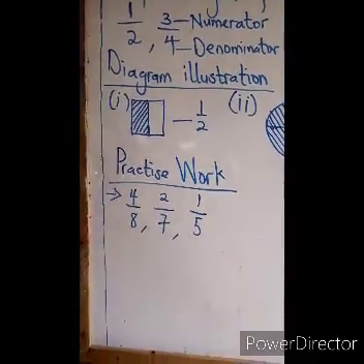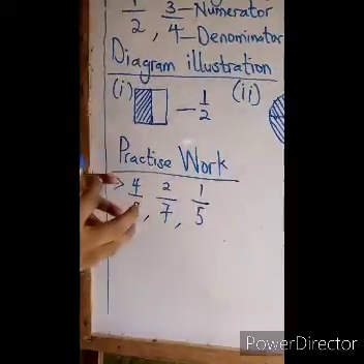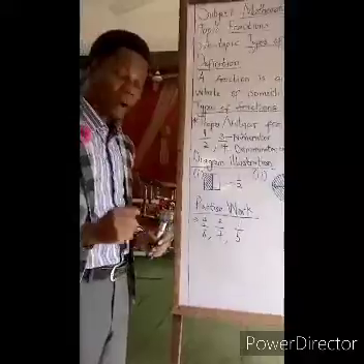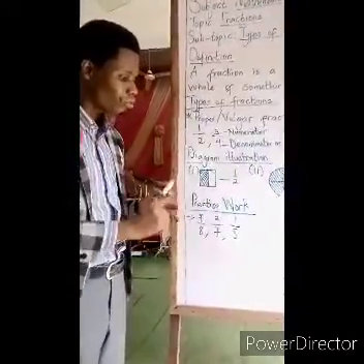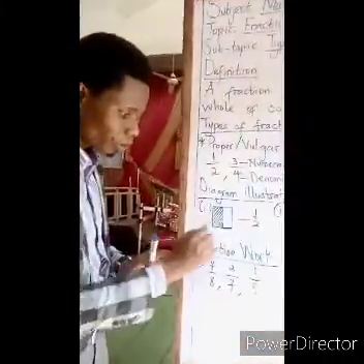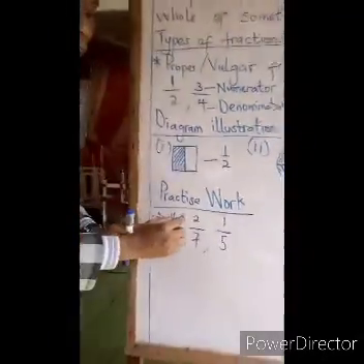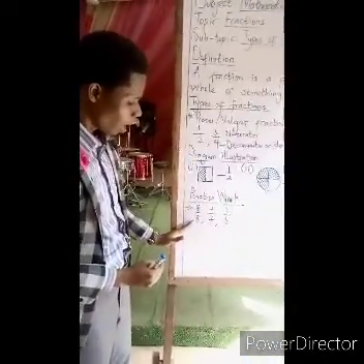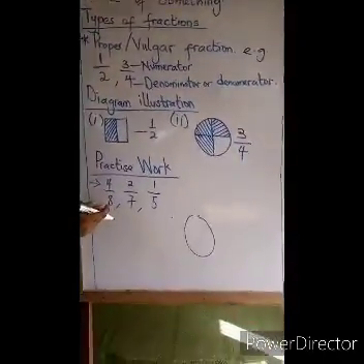What I want you to do now is that if you cannot get cardboard, if you cannot get anything that you can draw on, it's very simple. Get a sheet of paper, and draw any shape of your choice. Rectangle, square, circle, any shape you like. Draw the shape. After drawing the shape, try to shade the shape according to the fractions on the whiteboard.